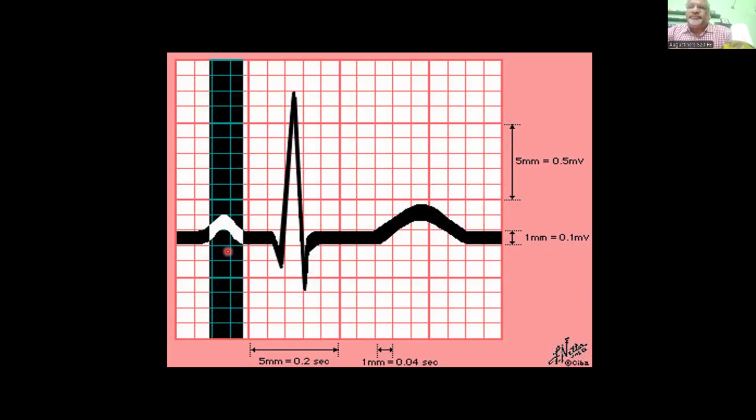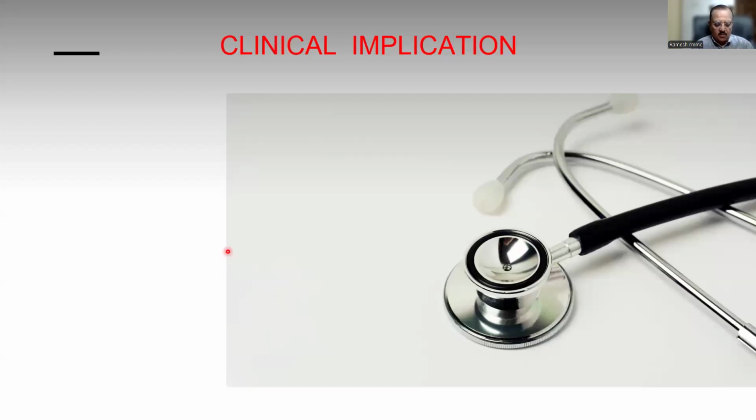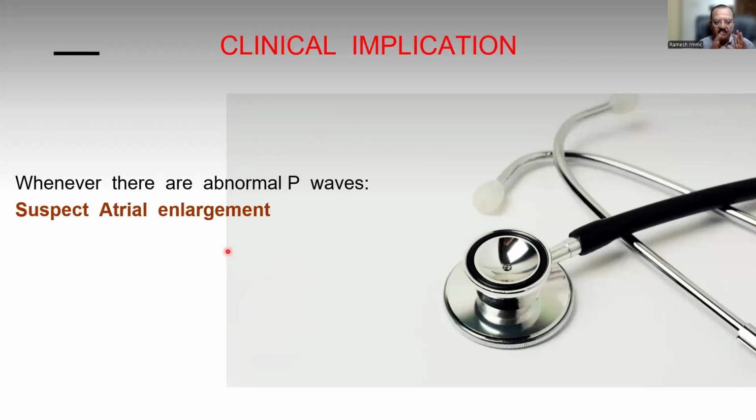Normal. So what do you understand by that? Do you think this patient will have an atrial abnormality, atrial dilatation? No, sir. Normal. So if the P wave is normal, that means his atrium is normal. Very good. Excellent.